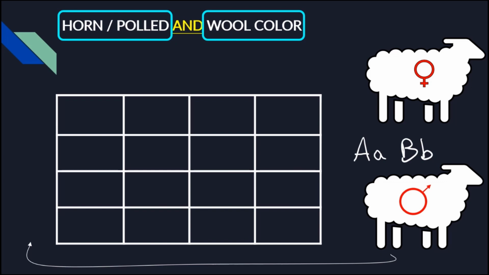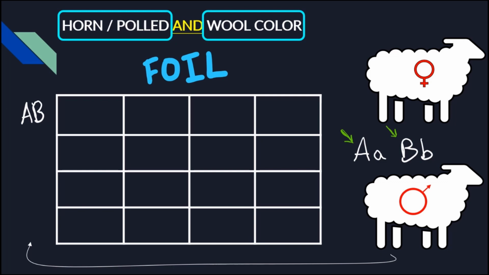The way that you set up a dihybrid Punnett square is you use the FOIL method. I don't know if you remember that from your algebra days, but basically FOIL stands for first to first, outside to outside, inside to inside, and last to last. So starting with first to first, we have our big A and our big B. That's going to be the first thing that we put on our dihybrid cross.